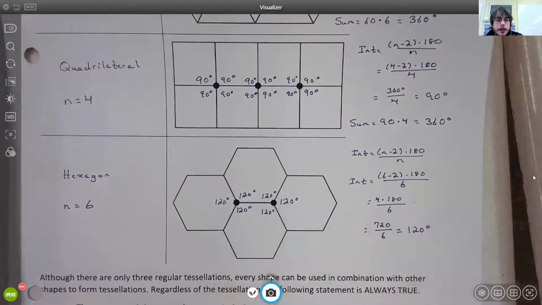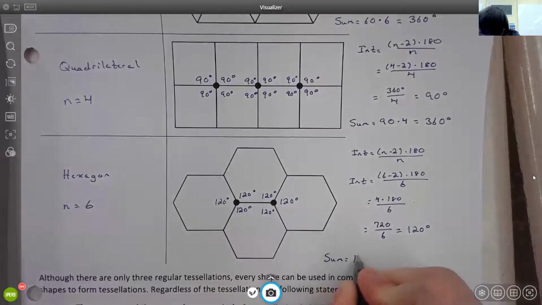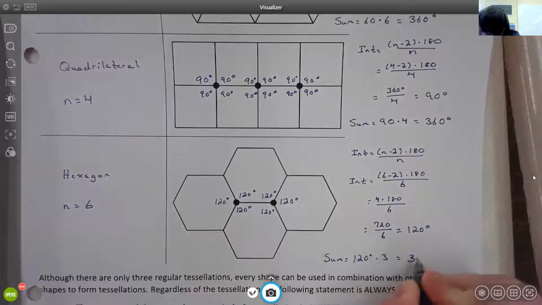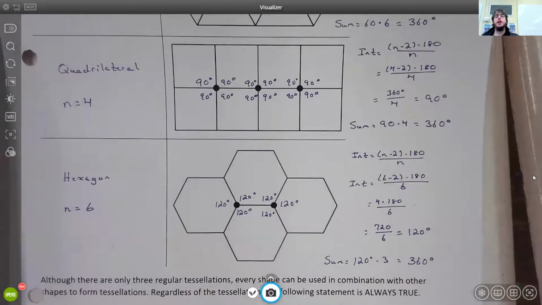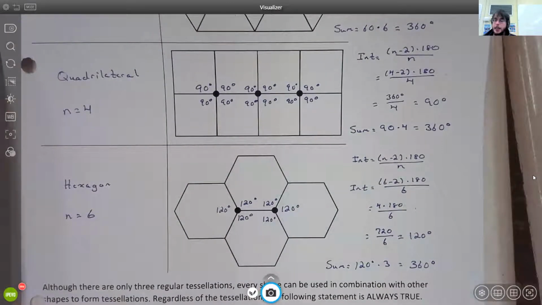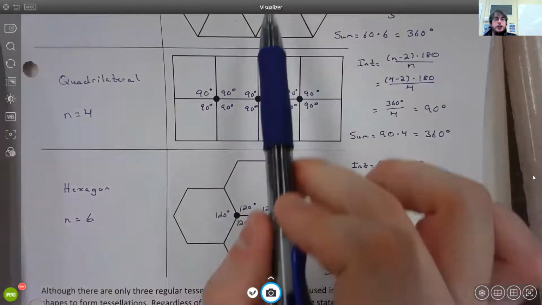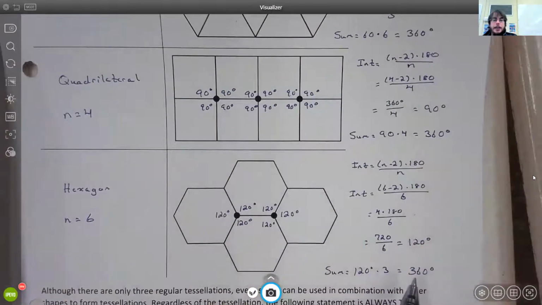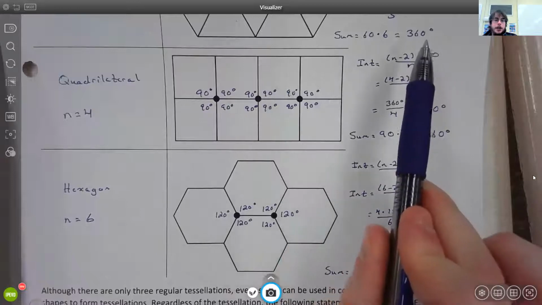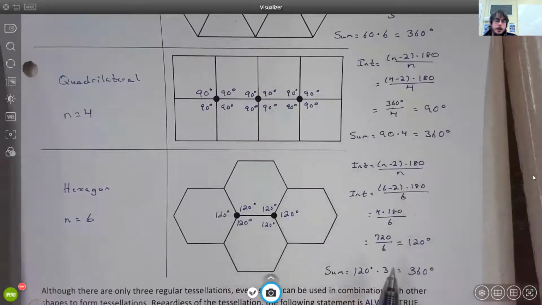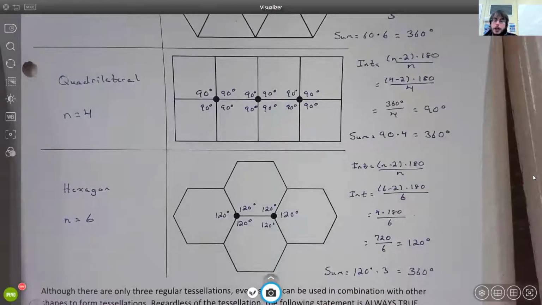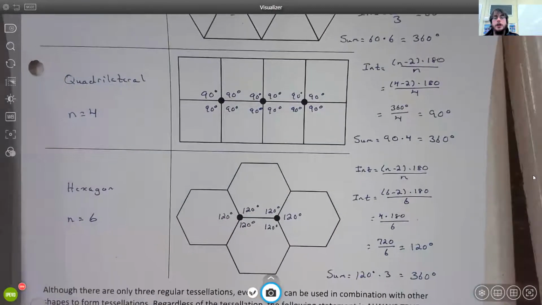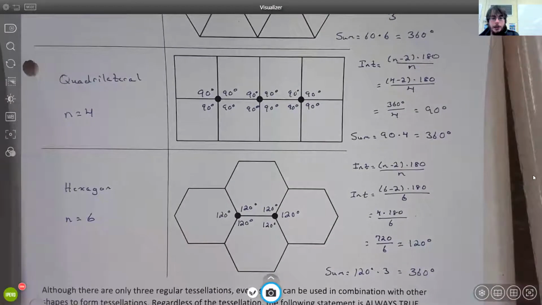And let's find the sum. So we have 120 plus 120 plus 120. So 120 times 3, which again gives us 360 degrees. Now the reason that this works the way it does, and the reason only these can tessellate the plane, is because they're the only ones with interior angles that evenly divide 360. Okay, 60 evenly divides 360, 90 evenly divides 360, and 120 evenly divides 360. So that's why a triangle, quadrilateral, and hexagon are the only regular shapes that can tessellate the plane.